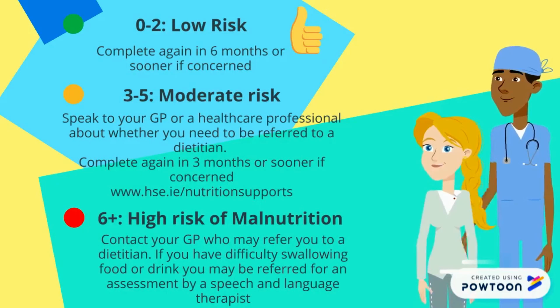If your score is between 3 and 5, you are at moderate risk of malnutrition. For moderate risk of malnutrition, please speak to a healthcare professional, your GP, or a community nurse or public health nurse about whether you need to be referred to a dietitian. Additional advice and contact details for community dietitian services are available at www.hse.ie/nutrition supports. If you have scored 6 or more, you are at a high risk of malnutrition.